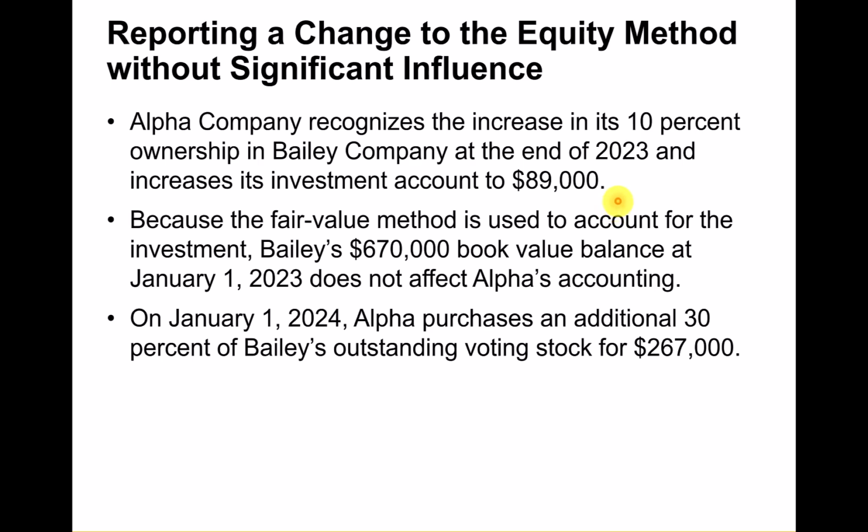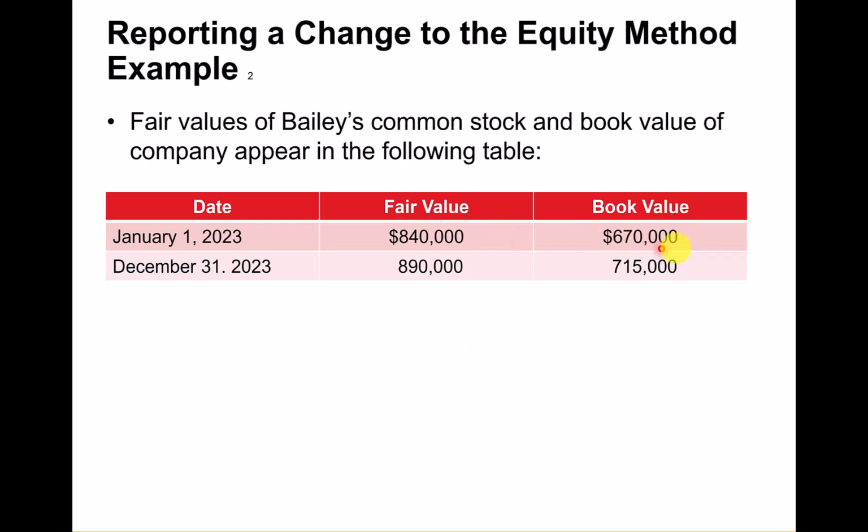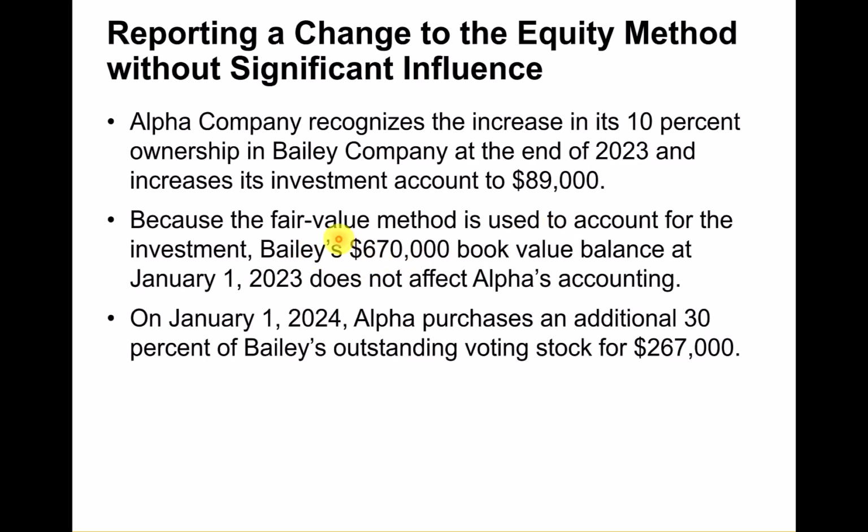And because we don't have significant influence, the book value of the investee doesn't matter. Again, that's given to us over here. If we had significant influence and paid more than the net book value, then again, we would have to identify those understated assets and then either amortize or depreciate them, if applicable, over the rest of their useful lives, decreasing the investment income. But that's not the case here because we don't have significant influence.